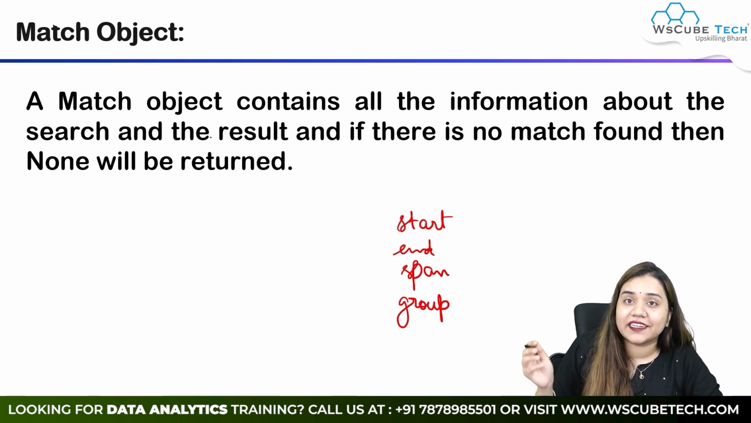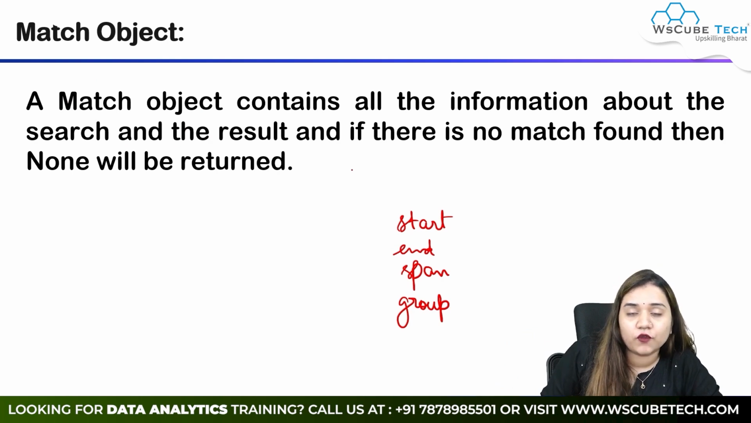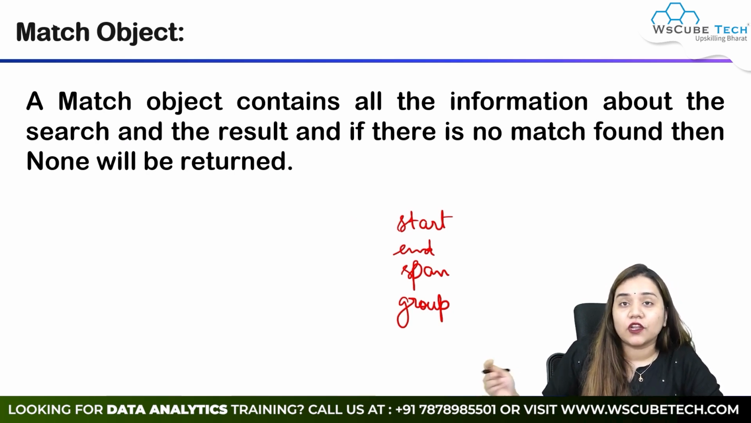The match object basically contains all the information about the search function, and not just the search function but the result we are getting. And if no match is found, then None will be returned. If there is a match, it will give us all the required information. Now, what functions do we have in our match object? We will be looking at that with the help of examples.